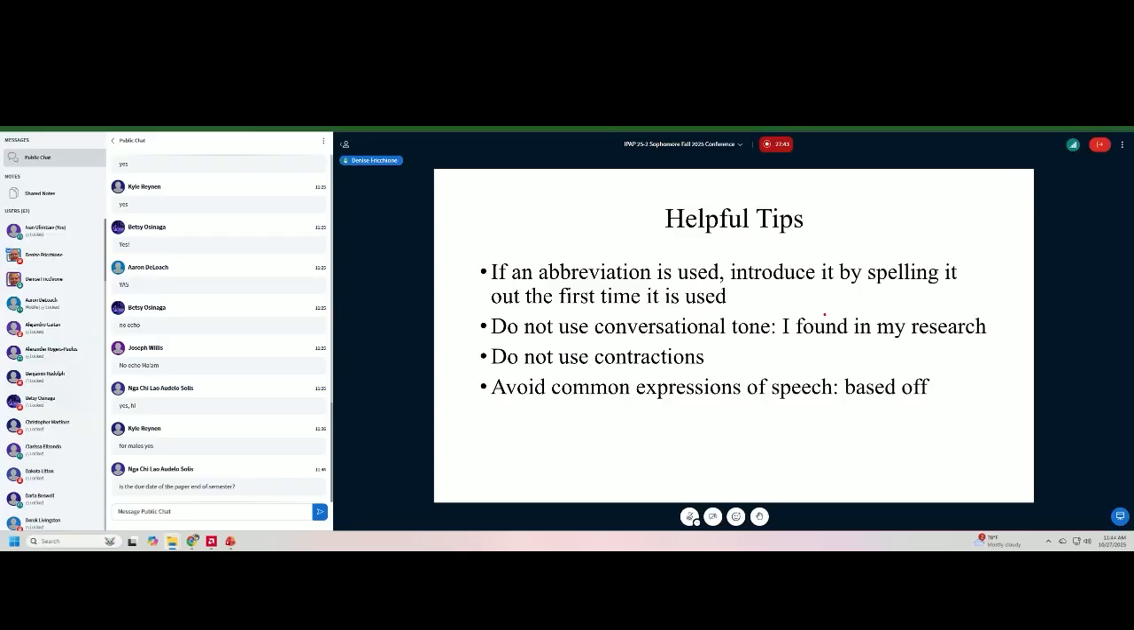This paper is to be written in a formal tone, which means you're not going to identify yourself by saying I, me, we, nothing like that. You might see that in the literature. It is what it is, but I'm asking you to write formally. Also, in formal writing, we never, ever, ever, ever use contractions. And of course, I talked about this last semester. Don't use common expressions of speech. On the other hand, based off. Nope, nope, nope. Stay formal.